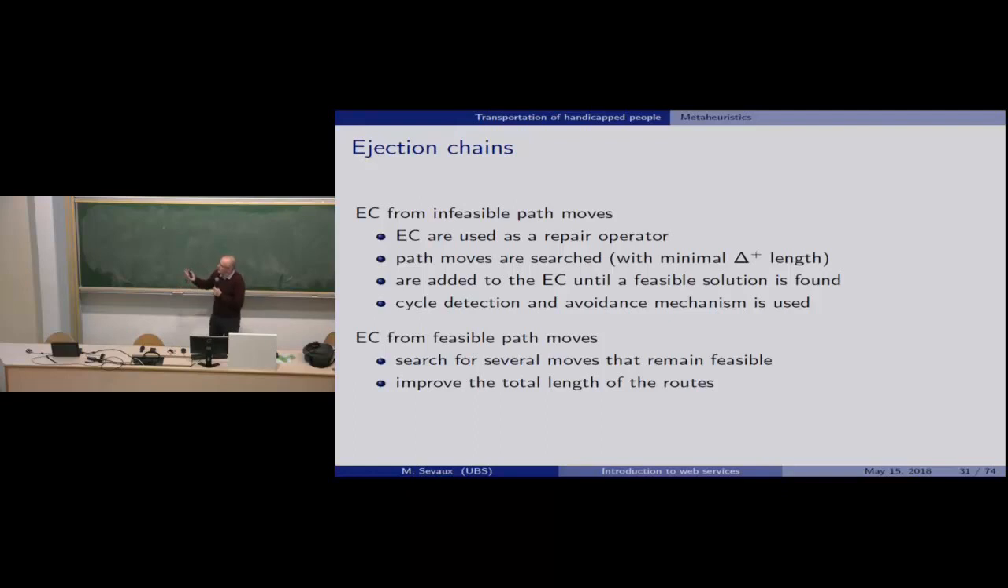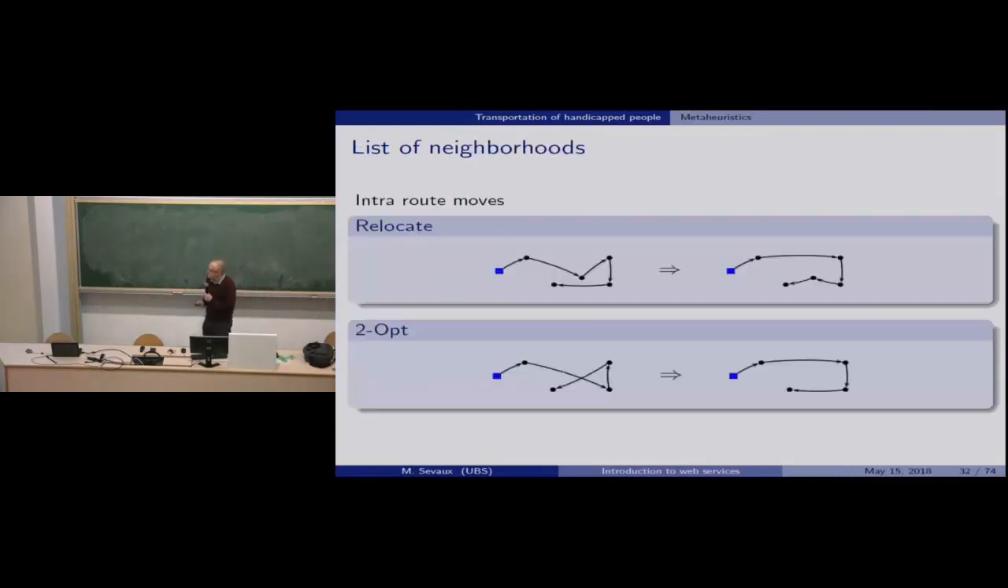Path moves are searched with minimal delta plus length and added to the ejection chain until a feasible solution is found. A cycle detection and avoidance mechanism is also used. So the use of ejection chains was really efficient to repair the solution and provide a new good solution as a start for more improvement later.